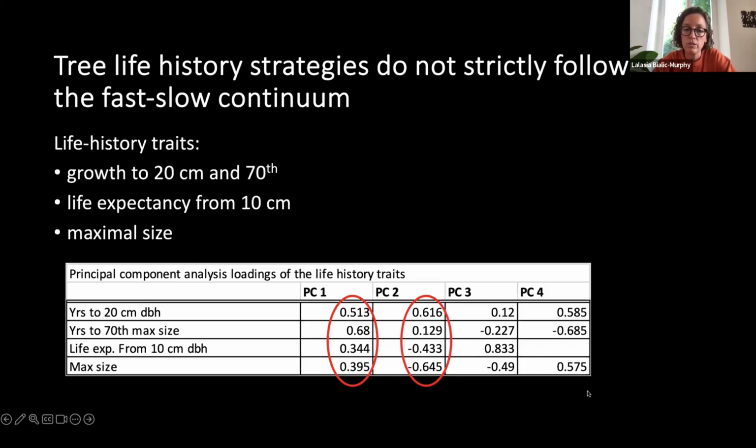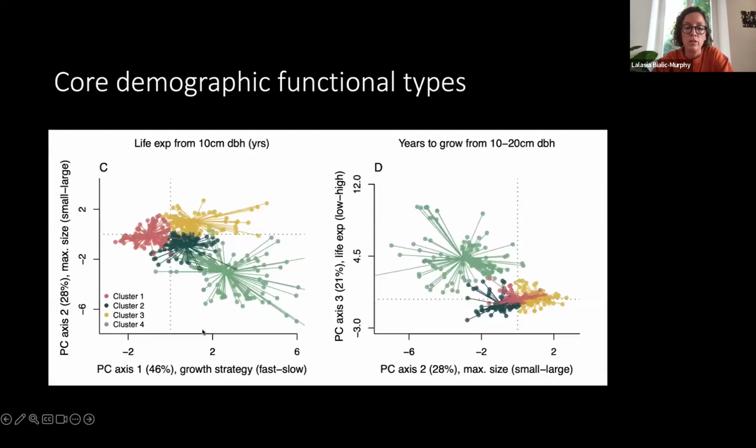So using the first 3 PC axes for all of the taxa, we then did a clustering analysis, which allows us to simplify thousands of species into core demographic functional forms. Here are 2 of the visual results of that clustering analysis. When you look at the first 3 PC axes, species aggregate into 4 different demographic functional types.